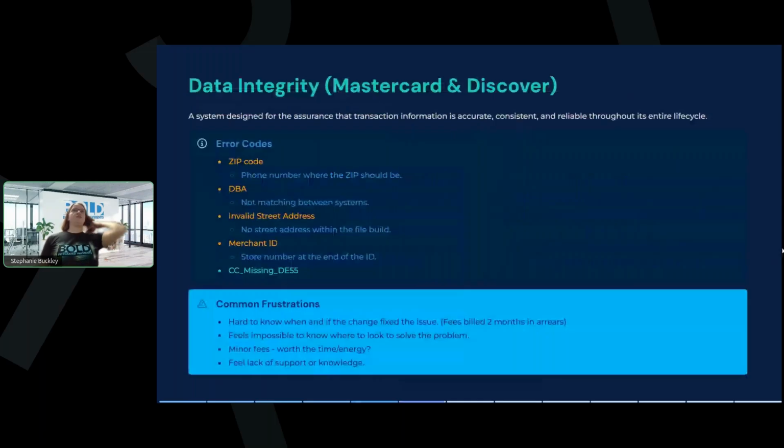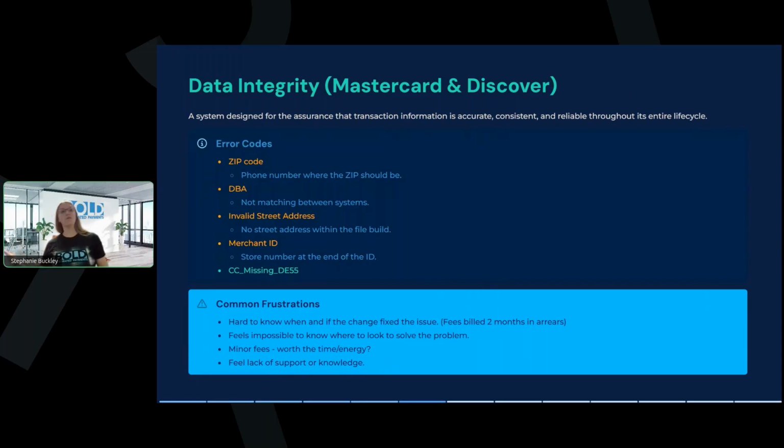So now we move to data integrity. This one is a little less about how the merchant's set up and more about the information that we have input anywhere in the process and life cycle of a transaction. Most of the error codes that we see consistently are going to be some piece of merchant data incorrectly input. So zip code.